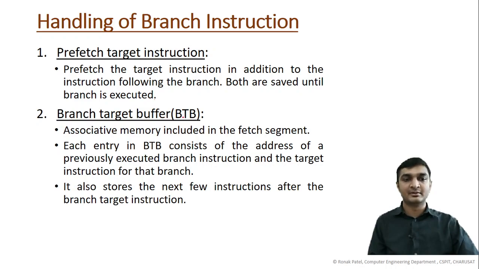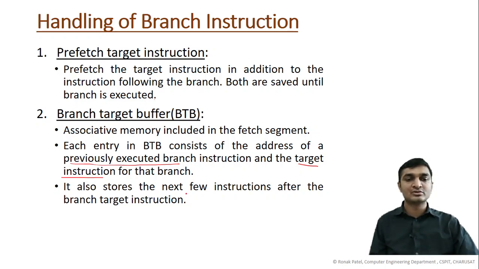Then branch target buffer, BTB. This is an associative memory included in the fetch segment. Each entry in the BTB consists of the address of a previously executed branch instruction and the target instruction for that branch. So it will store the address of the previously executed branch instruction and the target instruction, both. Why? So in future, if such an instruction is executed, then in the BTB we have the data, so we can directly access the target instruction.